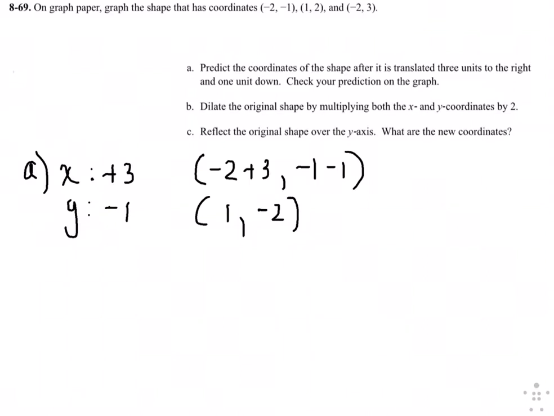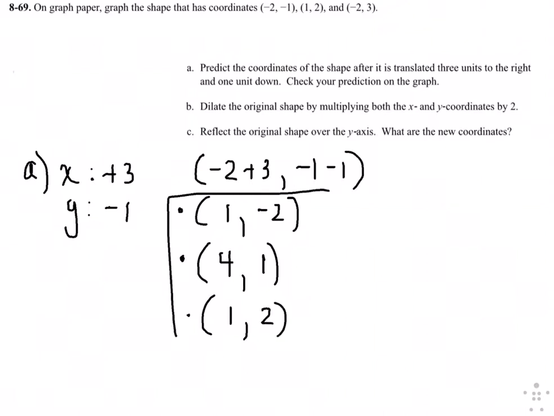And then the second one, I'm not going to show the work for it, but it's 1, 2. So it would be 1 plus 3, which is 4, and 2 minus 1, which is 1. So there's the second one. And the third one is negative 2, 3. So it would be negative 2 plus 3, again the same as the first one, which is 1, and 3 minus 1, which is 2. So there's the three ordered pairs for the translation. And if you graph those, you would see that indeed, yes, they are correct.